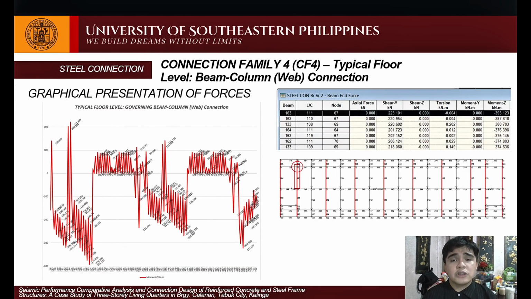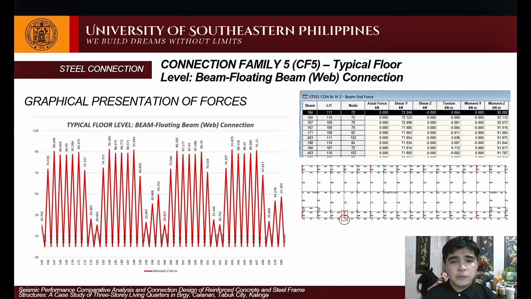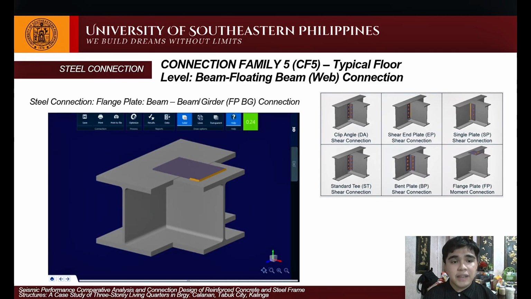We have here connection family number 4 for the typical floor level beam column web connection. We have here the graph and the location of the governing beam. We have here the design for the directly welded beam column web, DWBCW, connection with a utilization ratio of 0.88. Next, we have connection family number 5, the typical floor floating beam web connection, with the graph and the location of the governing beam. And we have here the design for the flange plate beam to beam girder connection with its utilization ratio of 0.24.